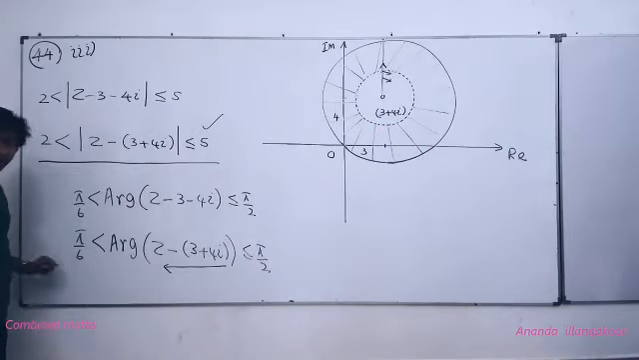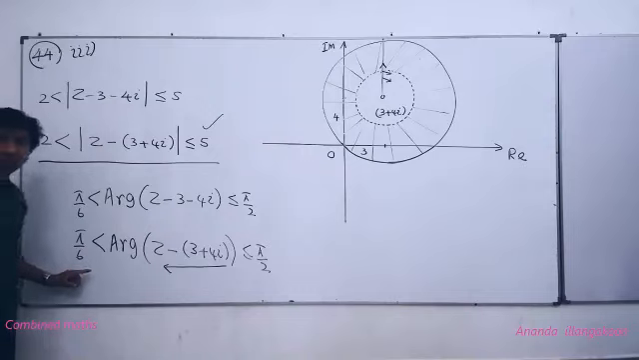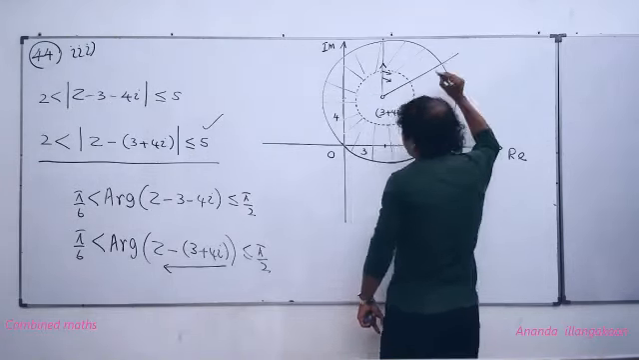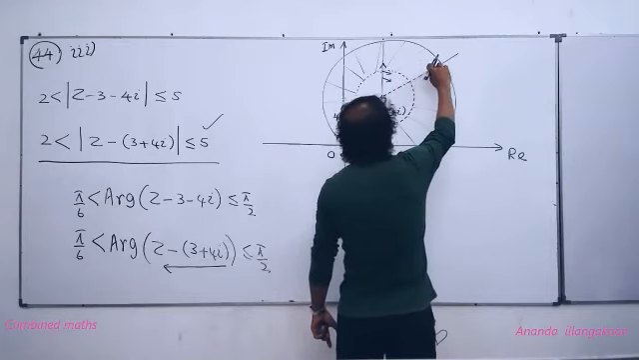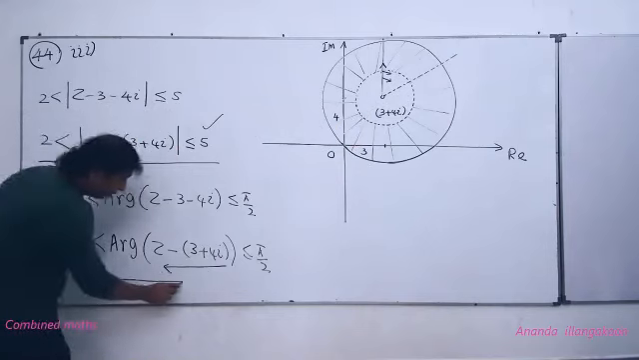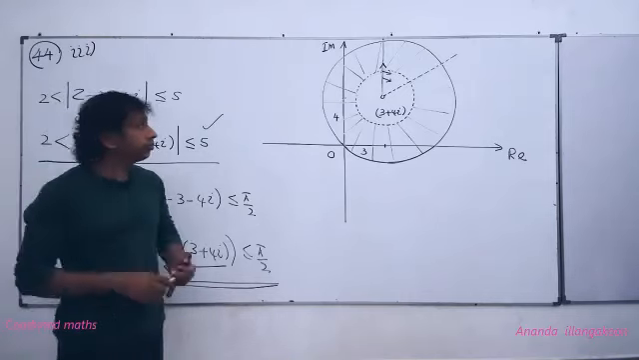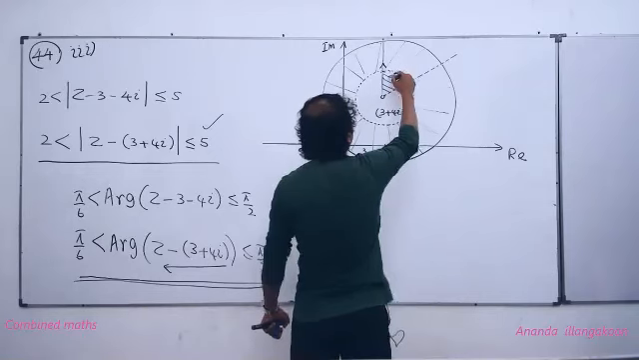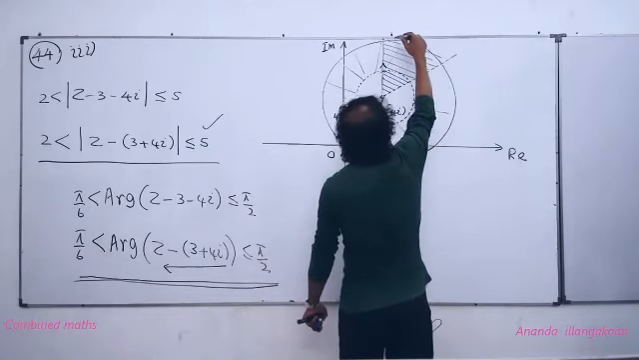The other one is greater than pi by 6. The same line should start from the center of the circles so that it makes 30 degrees with the positive real axis. It is like this. But here we don't have an equal sign, therefore this line should be drawn as broken line segments like this. Then, people, where is this region? In between those two lines, this region.